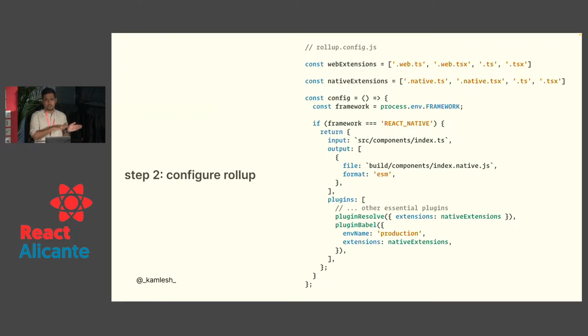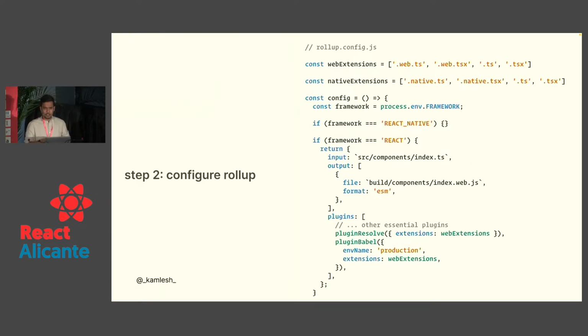Next, after Babel, we want to configure Rollup, right? So now, coming back to Rollup, we'll mention all the web and native extensions. We'll say, read the environment variable that is being passed, which will tell what platform we are bundling for. And then we'll pass the web extensions that Rollup has to start looking into, and of course, give it the entry file. Similarly, we'll do it for React Native.